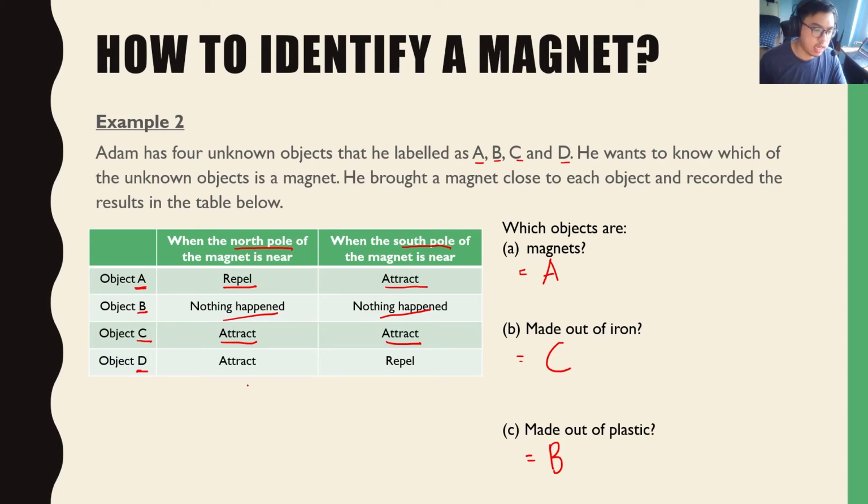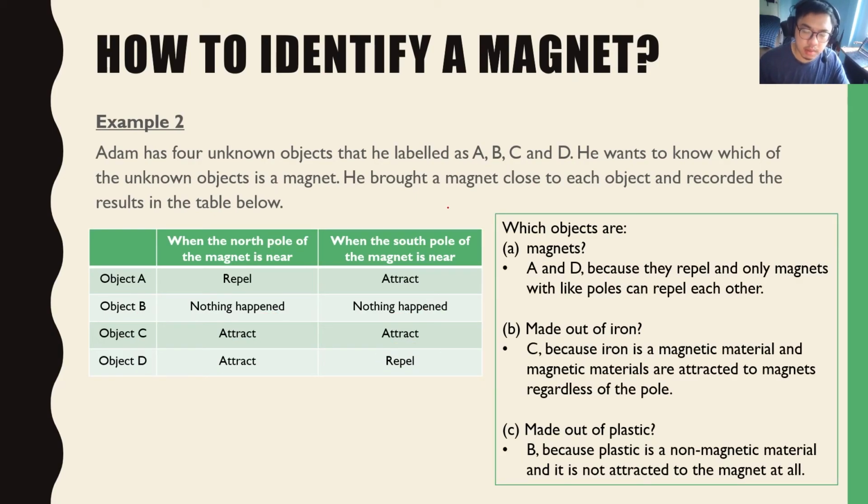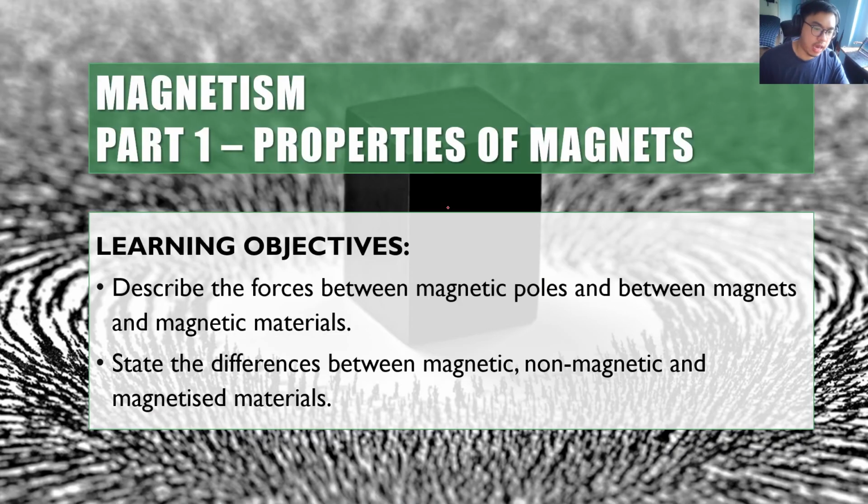Object D, again, when it meets the North Pole, it attracts. When it meets the South Pole, it repels. Now, because it repels, object D is also definitely a magnet. And here, I'm showing you the full answer to these questions so that you can pause this video and copy this down to your notes. And that is basically it for this video lesson.